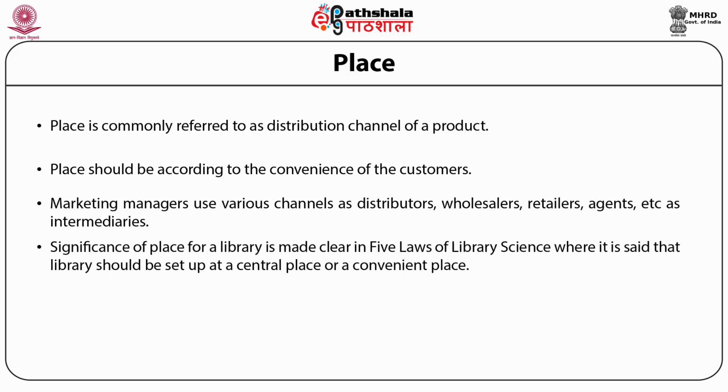The significance of place for a library is very much made clear in the 5 laws of library science, where it is said that a library should be set up as far as possible at a central place or a convenient place in the organization or the society. In an educational institution, it is suggested that the library must be easily accessible, approachable from all the corners of the educational institution. Similarly, if a public library has to be established in the community, then again it should be in a convenient place so that it is put to use by more and more users.